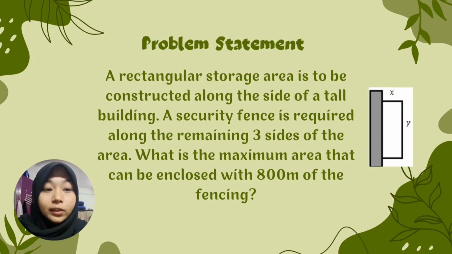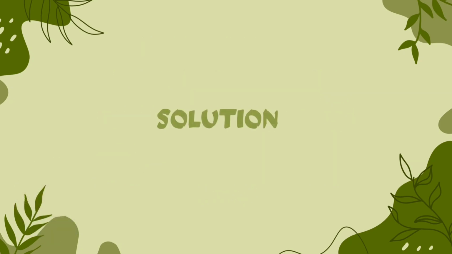A rectangular storage area is to be constructed along the side of a tall building. A security fence is required along the remaining three sides of the area. What is the maximum area that can be enclosed with 800 meters of fencing?